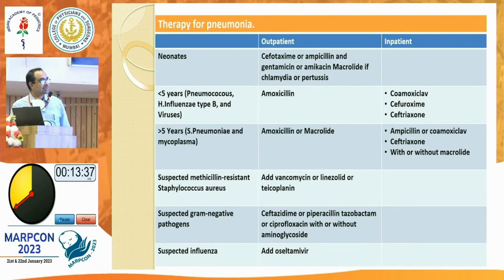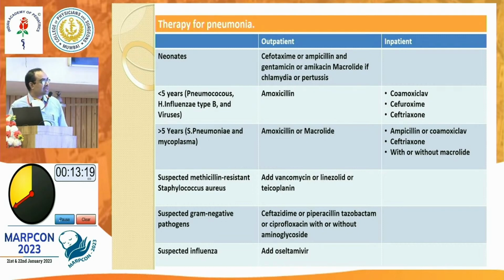As we know, neonates have more of gram-negative infection or chlamydia. So the likely medicine which we can use is a 3rd generation cephalosporin along with gentamicin or amikacin, or we can add on erythromycin or macrolides depending on how the response is.